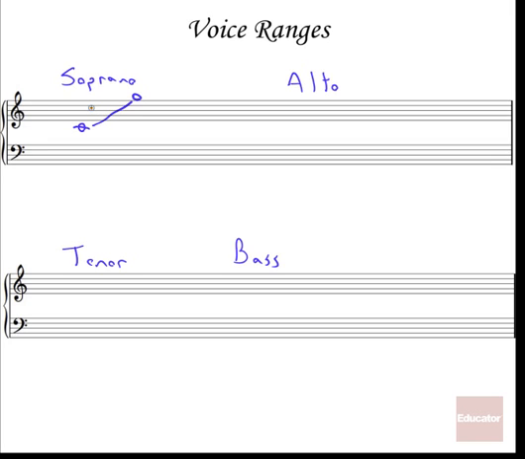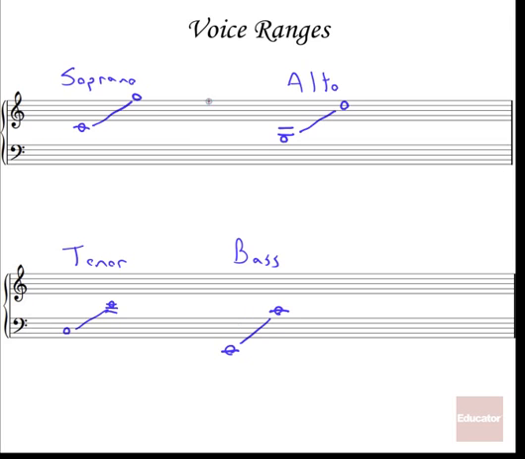And then the alto voice, good idea to stay between G and D. And then for the tenor voice, an octave below the soprano, so C to G. And then for the bass voice, sometimes you see it here from E to C, but of course it could go a bit lower than that.